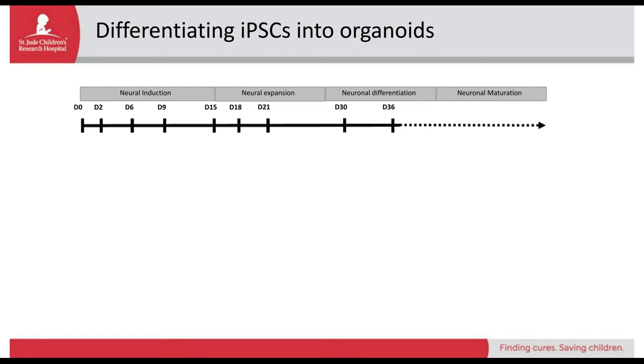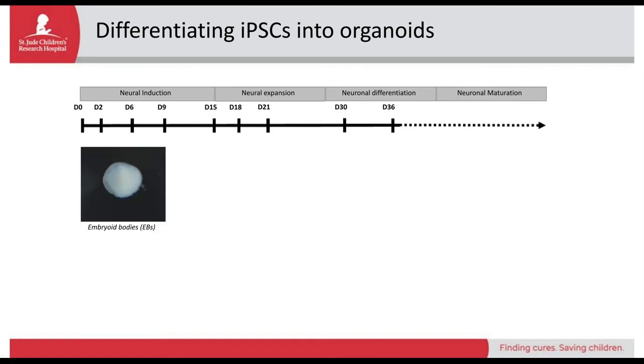So neural induction begins with dissociating iPSCs into single cells and reaggregating them with a defined number of cells per aggregate in a low attachment plate, such as a low attachment 96-well plate. These cells will reaggregate in the right media to form these embryoid bodies.